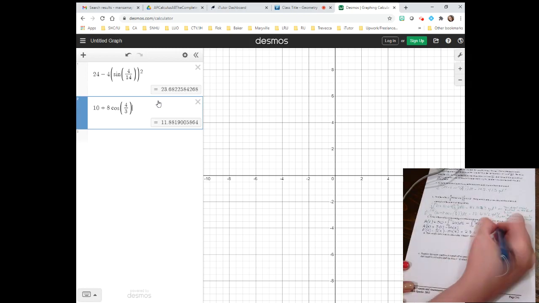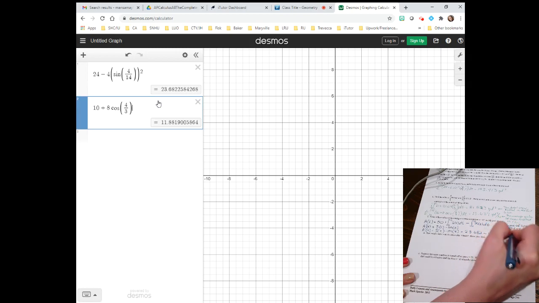Okay, so that means the volume of the snow is increasing at t equals 4 because the derivative of the volume is positive.